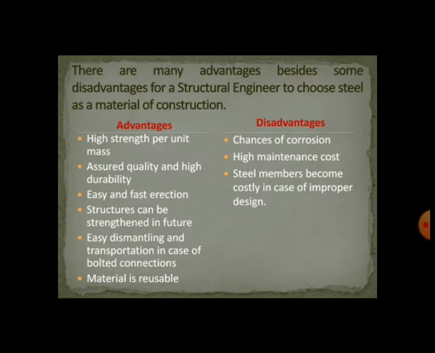Then coming to the advantages and disadvantages of steel structures. There are many advantages but some disadvantages for selecting steel as a construction material. So what are the advantages? High strength per unit mass, which means with a lesser cross sectional area you can gain more strength from the steel.